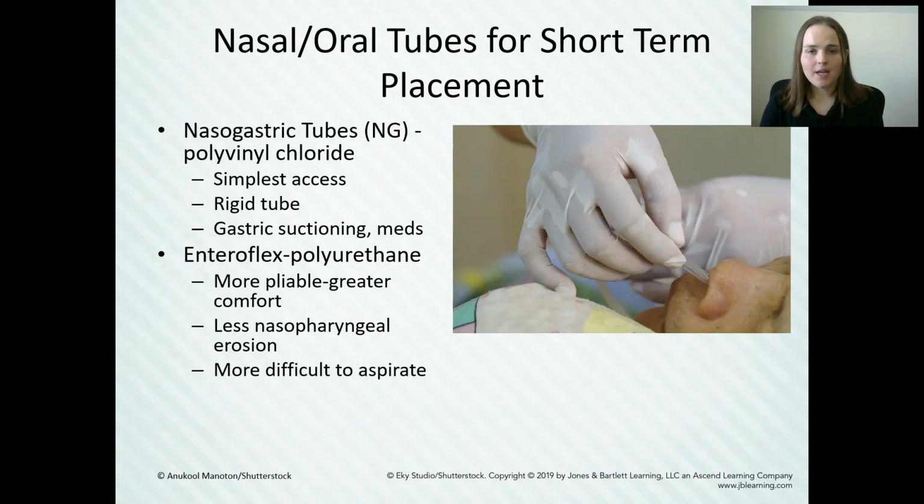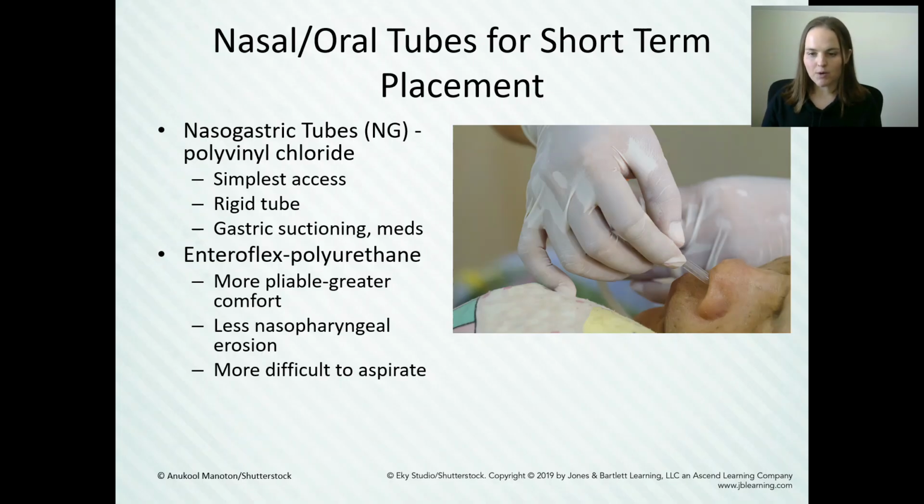So when we're looking at NG and NJ tubes, there's a couple of different types of tubes. The most common tube that you're going to see in your facility is an NG tube. And these are a little bit more rigid. You can see in this picture here that tube looks pretty large. And they are pretty easy for the bedside nurse to place. They're a pretty rigid tube.